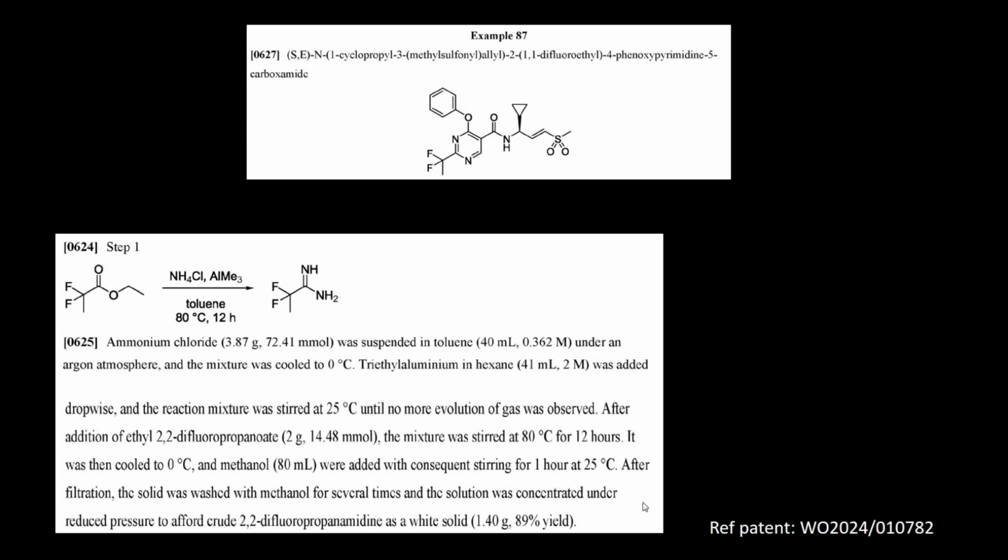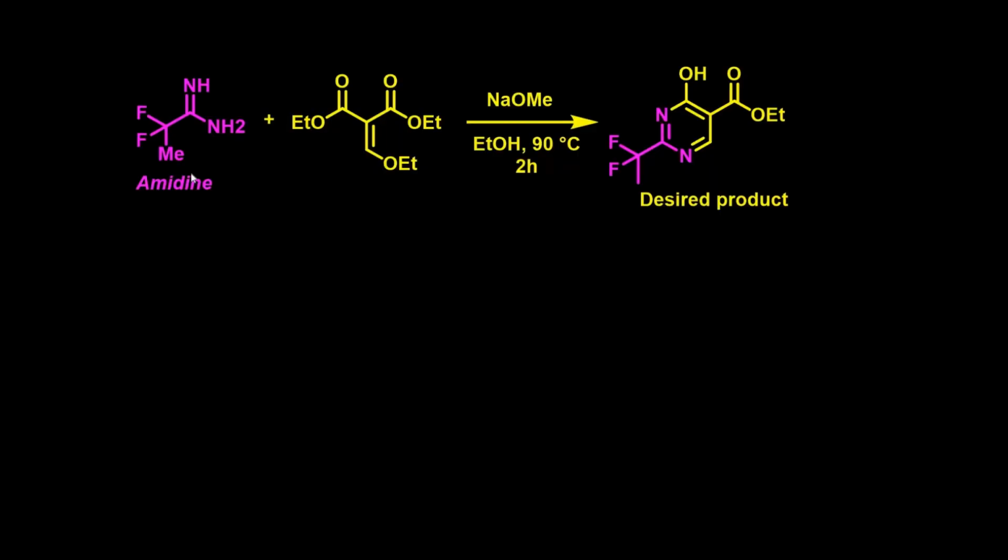But actually, this 89% yield is because the amidine is highly contaminated with ammonium chloride salt. Since you are using 5 equivalents of ammonium chloride salt, and after that you are washing with methanol, whatever unreacted ammonium chloride is left over comes in the filtrate. And then after concentrating, you are getting amidine contaminated with ammonium chloride salt. So, what is the problem if you have ammonium chloride salt? Let's understand what is the next step.